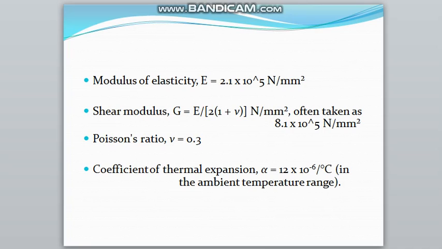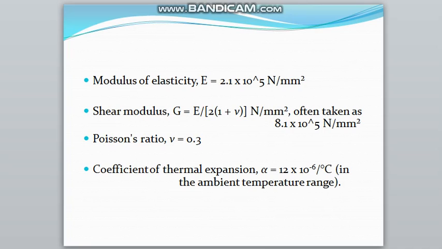Next, another factor is shear modulus. Shear modulus is also called modulus of rigidity, denoted by the symbol G. We have one formula, G = E / 2(1 + μ). Here E stands for modulus of elasticity and μ stands for Poisson's ratio. For structural steel, the shear modulus is taken as 8.1 × 10^5 Newton per mm square, whereas the Poisson's ratio of structural steel is 0.3.